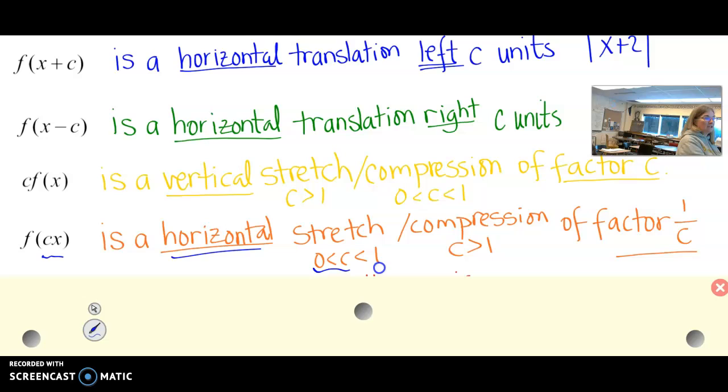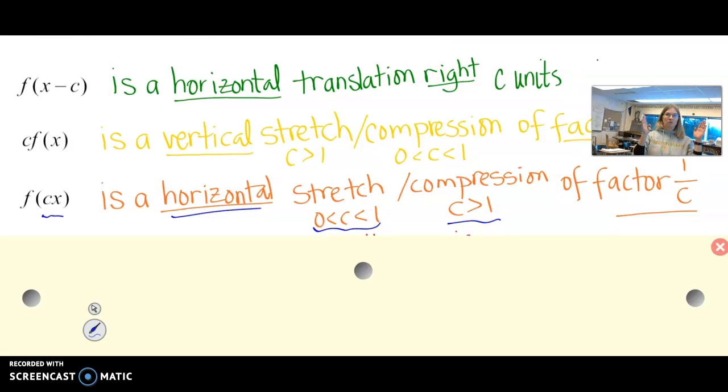If c is a fraction now, notice that's opposite of what it would be if it was vertical. It's a compression if c is greater than 1. So between 0 and 1 is a horizontal stretch. And if c is bigger than 1, it's a compression of factor 1/c. So you're going to take the reciprocal of whatever c is. And every x-coordinate will, if it's a stretch, move out by that multiplier. And if it's a compression, it'll be cut by that multiplier. Okay, next one here.